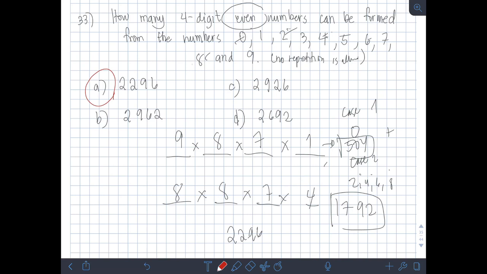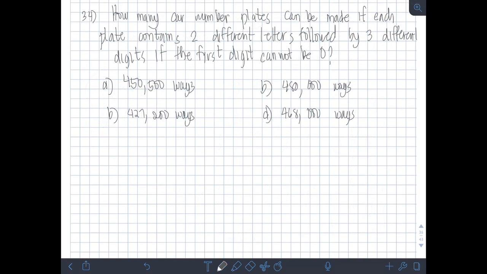Okay, so tatandaan nyo yung case kapag even yung pinapahanap na digit, dapat hihiwalay nyo yung 0 sa dulo doon sa hindi. Okay? Next, we have, how many car number plates can be made if each plate contains 2 different letters followed by 3 different digits if the first digit cannot be 0? Okay, fundamental principle of counting ulit.